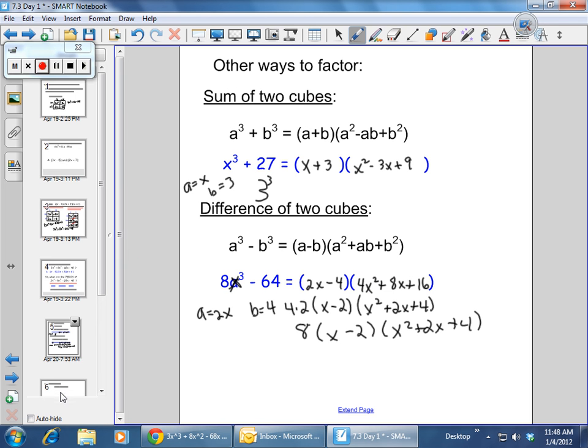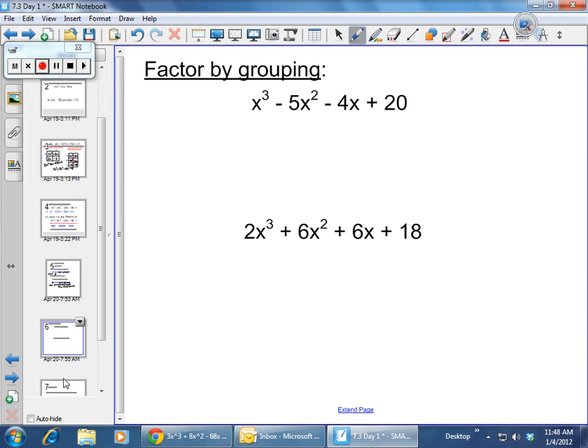Okay, last idea for the day then. We're factoring by grouping. And so this one, it's a little bit different. So what we're going to do is we're really just going to group the first two terms and then group the last two terms. And so what could we pull out of the first two terms? Well, it has an x squared in common, so we'll pull out an x squared, and what's left is x minus 5.